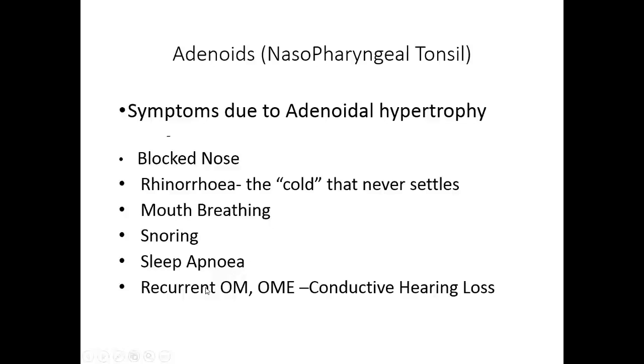Because the adenoid can act as a source of infection, and also mechanically compress the eustachian tube opening, it can give rise to recurrent otitis media and middle ear effusion, what's called a blue ear. So they might present with a conductive hearing impairment due to the effusion in the middle ear.